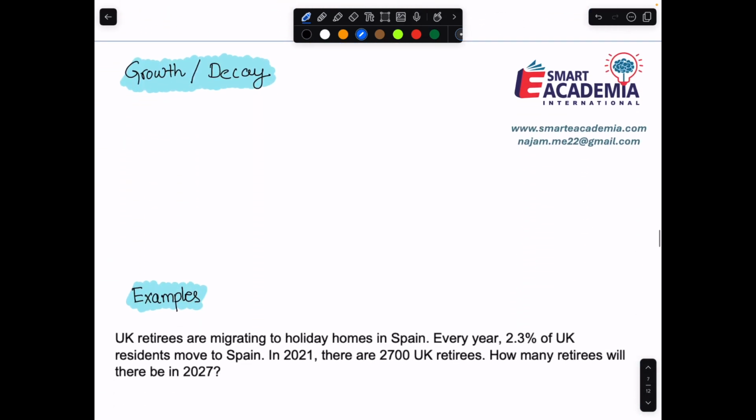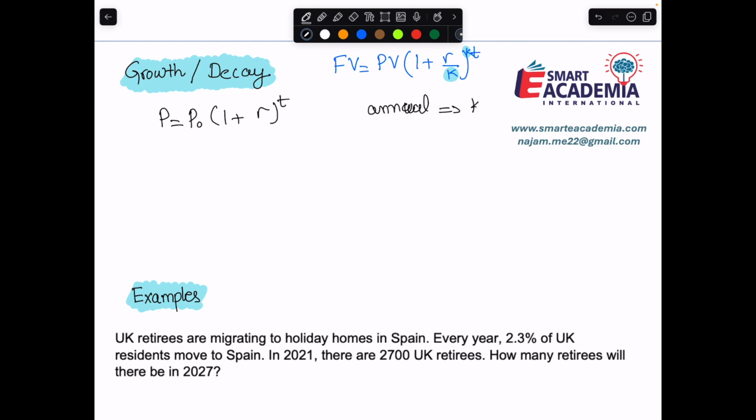Another application for geometric series is exponential growth or exponential decay, or simply depreciation of assets. The general formula that we use is P equals P naught times (1 plus r) to the power t. Please notice the similarity to the compound interest formula: future value equals present value times (1 plus r over k) to the power kt. What's happening here is that k is nowhere to be seen, because in this case k is 1. When we talk about appreciation or depreciation, growth or decay, we usually talk about annual, and for annual k equals 1. So this is your growth formula.